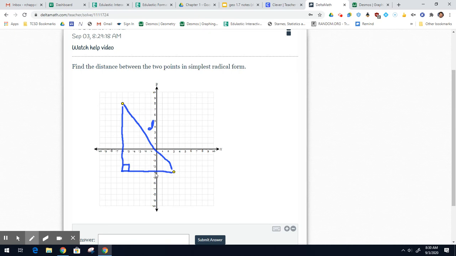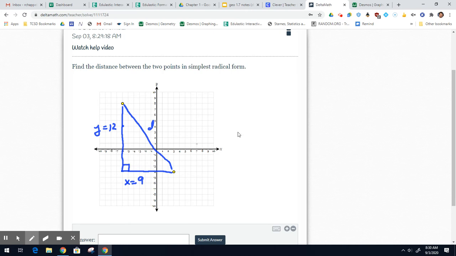1, 2, 3, 4, 5, 6, 7, 8, 9. So my x is 9. Let me count the y. I'm going to count up. 1, 2, 3, 4, 5, 6, 7, 8, 9, 10, 11, 12. My y is 12. I'm going to count that again. 1, 2, 3, 4, 5, 6, 7, 8, 9, 10, 11.